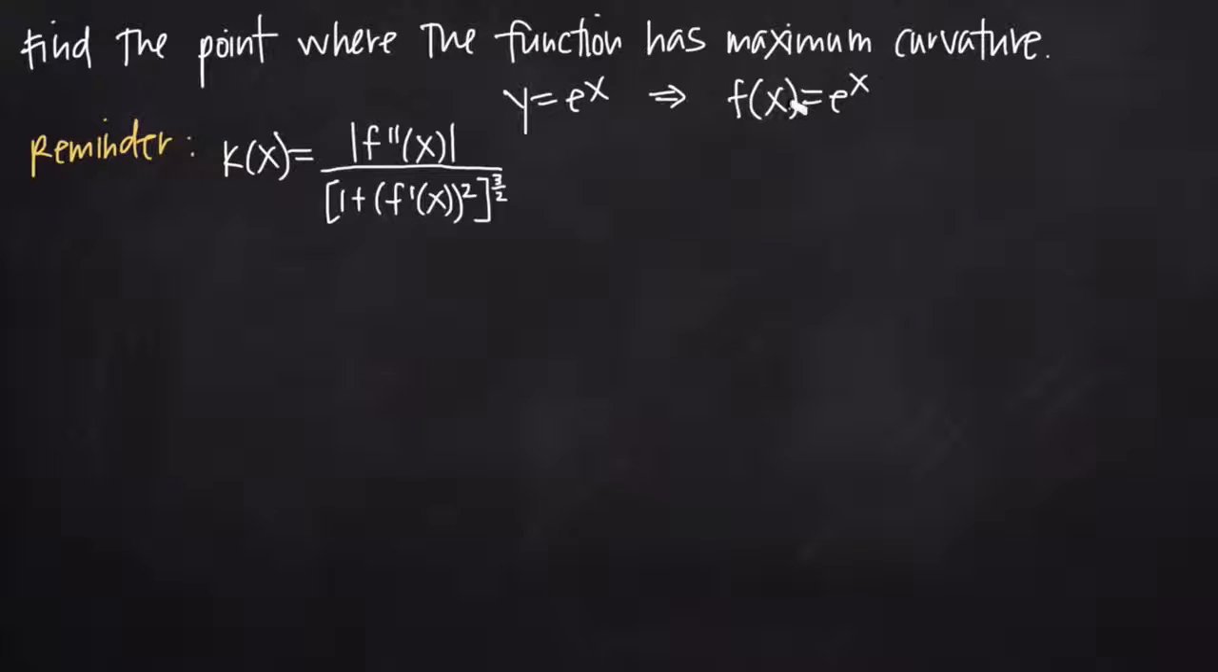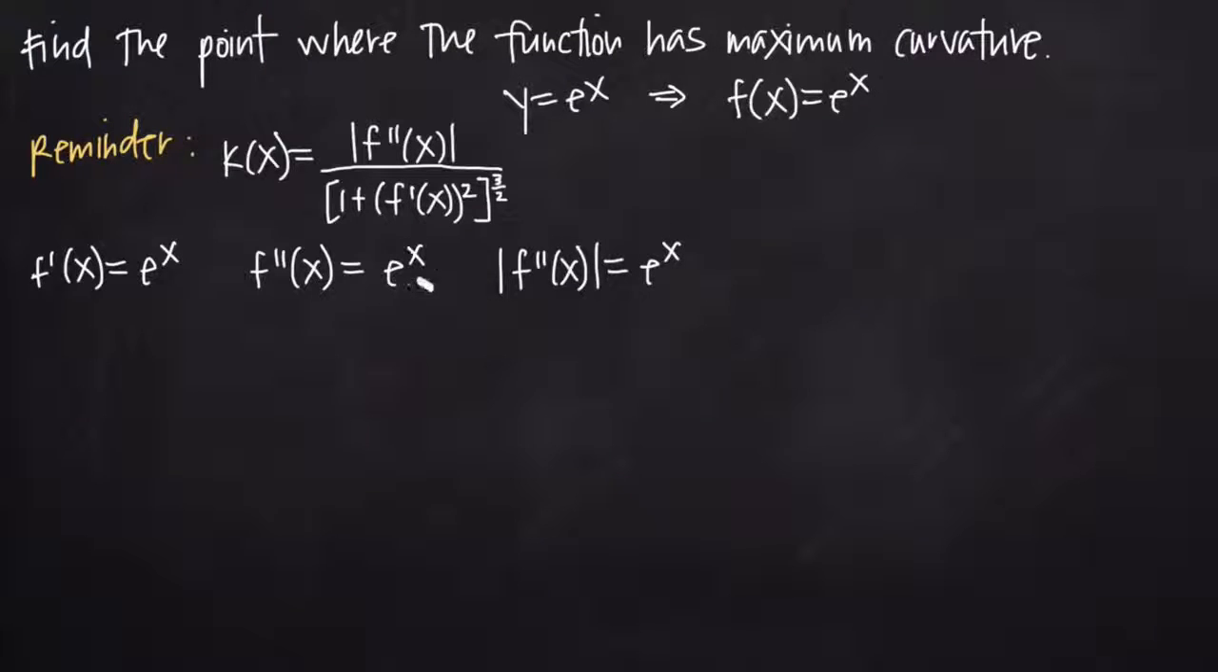So taking the first derivative of f of x to get f prime of x, of course the derivative of e to the x is just e to the x, so that's going to be our first derivative. Our second derivative will be the same. We'll get e to the x because the derivative is still e to the x. And taking the absolute value of our second derivative still just gives us e to the x because there's no negative involved here. If you know what the graph of e to the x looks like, it's all positive above the x-axis, so taking absolute value doesn't change that at all. We still just have e to the x.